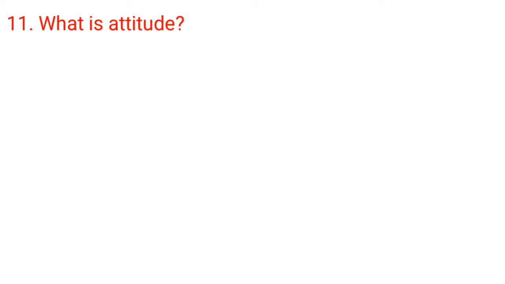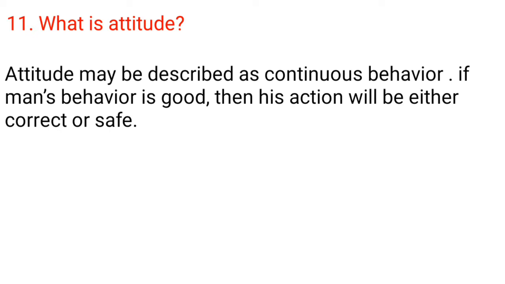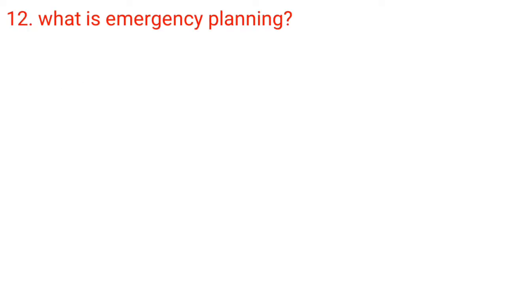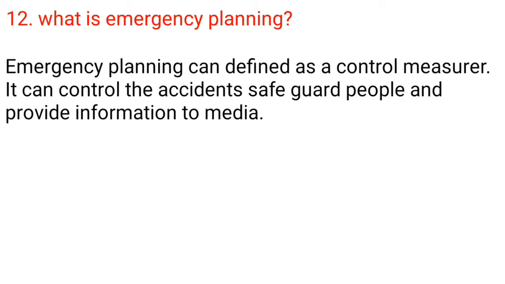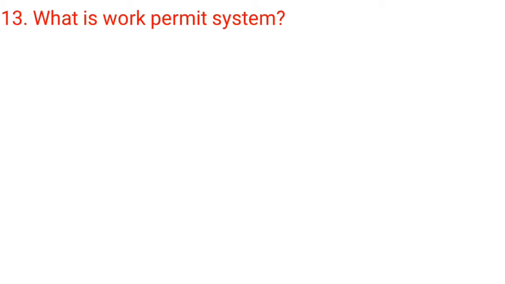11. What is attitude? Attitude may be described as continuous behavior. If a man's behavior is good, then his action will be either correct or safe. 12. What is emergency planning? Emergency planning can be defined as a control measure. It can control the accident, safeguard people and provide information to media.